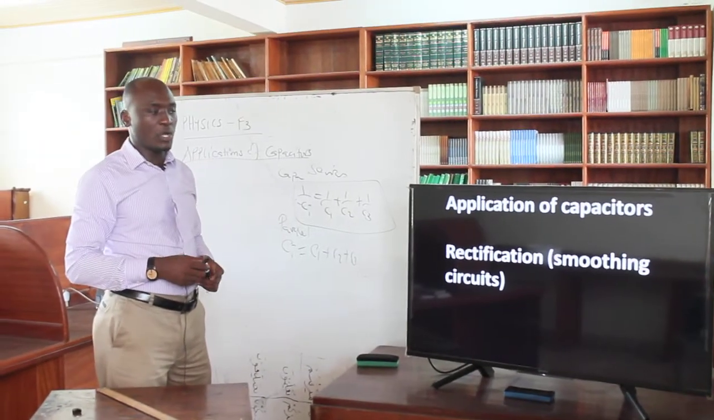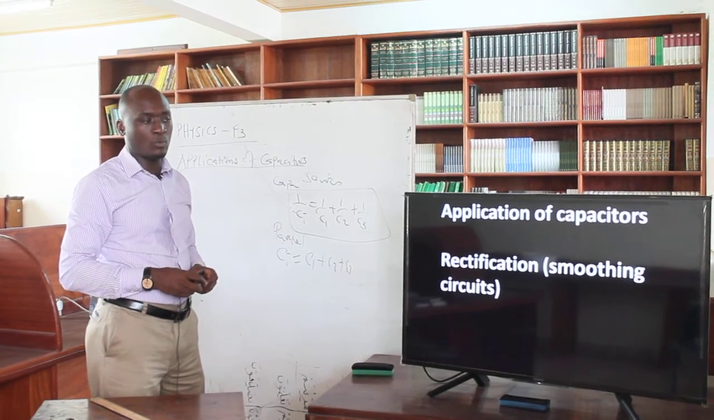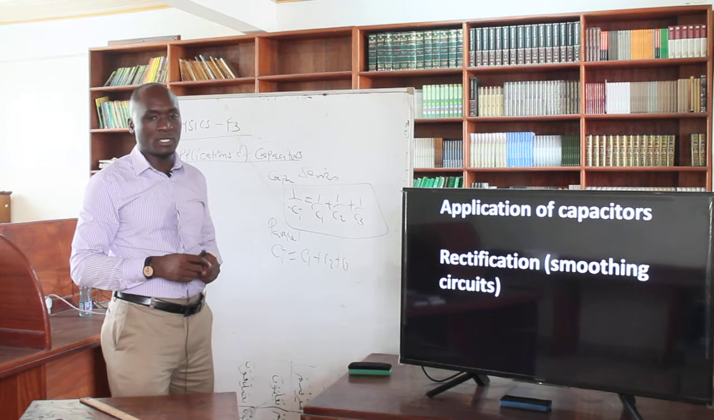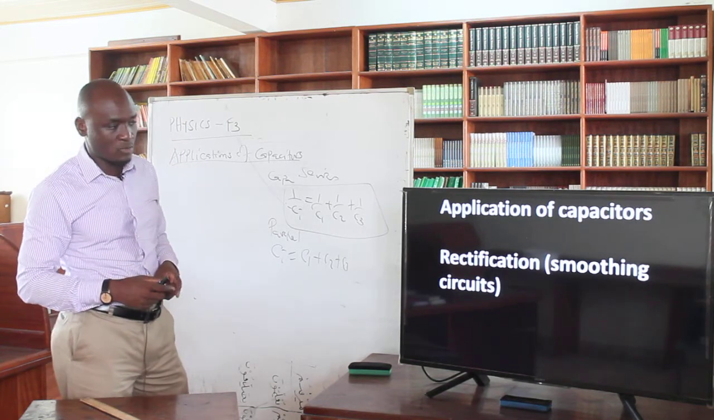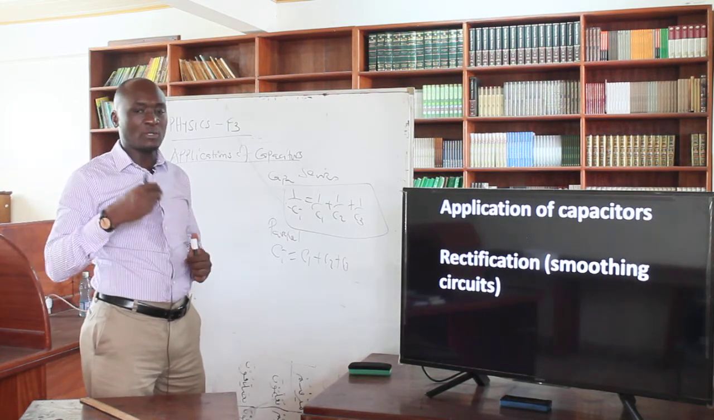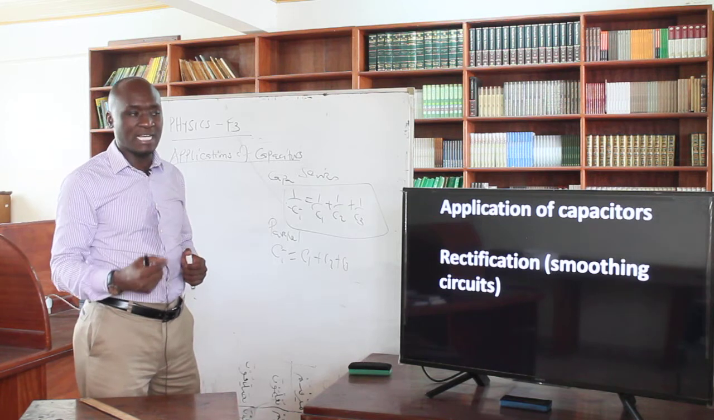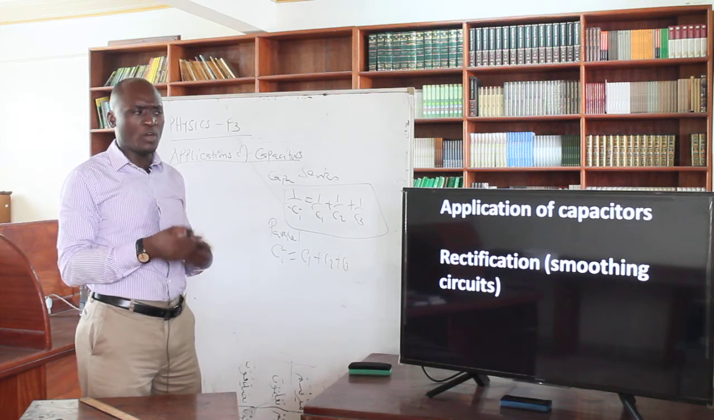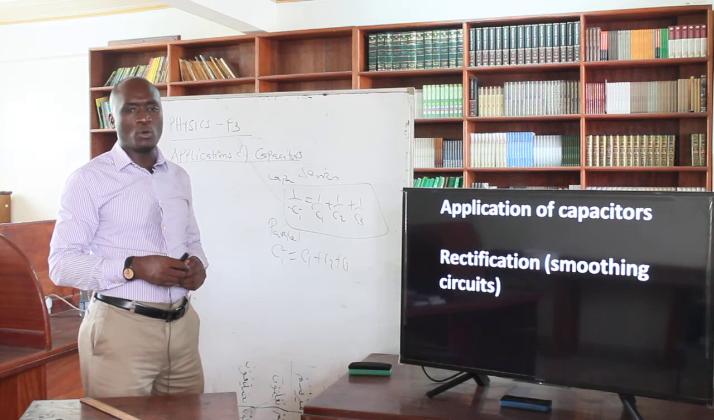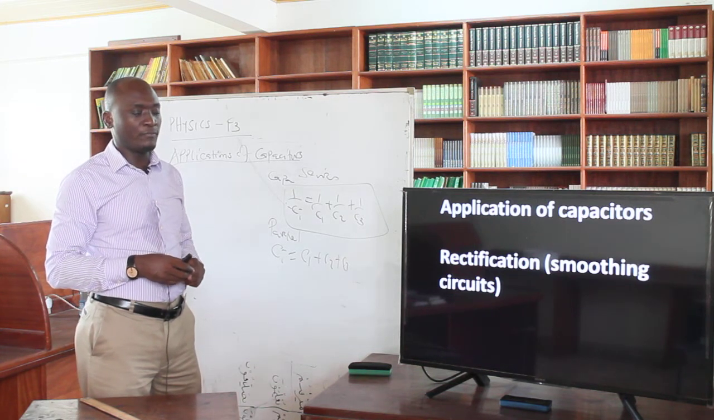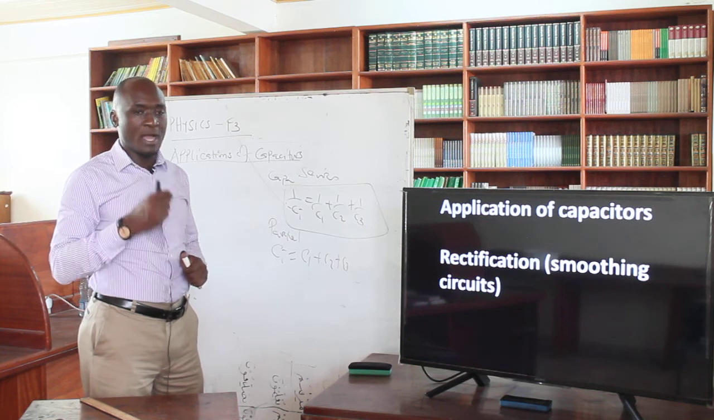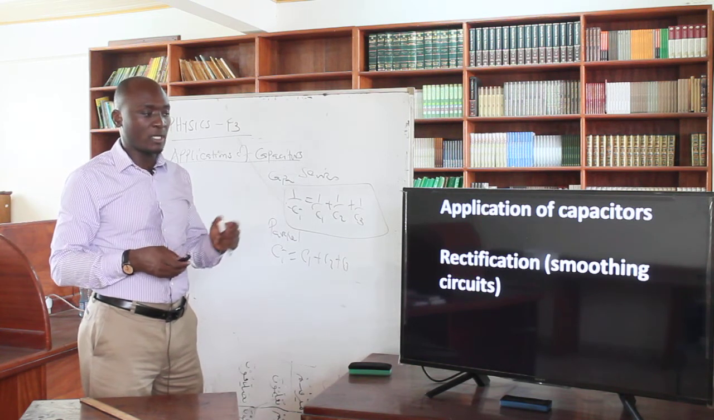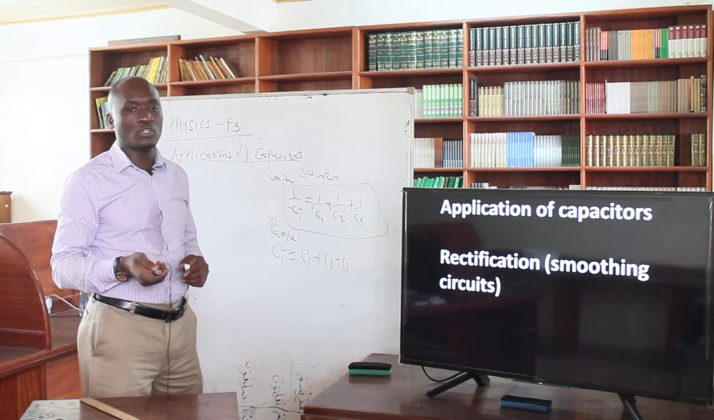One is something we call rectification. We'll talk about it in detail when we talk about electronics in Form 4, but under this, rectification is done by capacitors when you are doing smoothing of circuits. For a circuit to be complete, we have to have a capacitor or a diode in that circuit so that we can rectify or smooth the circuit.